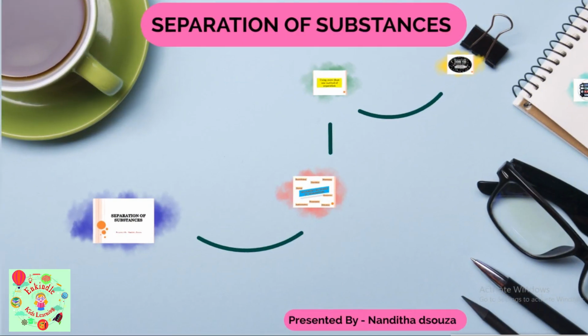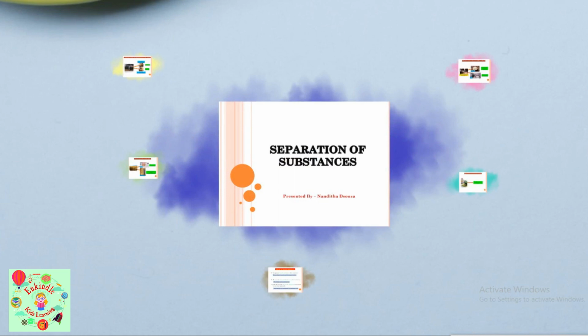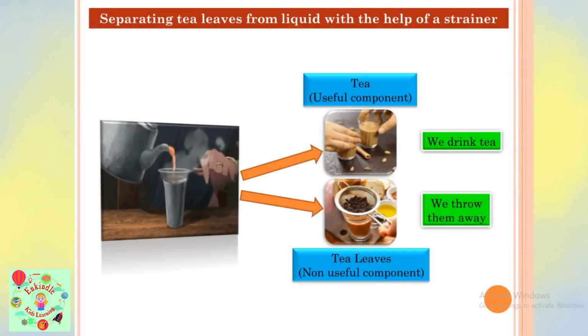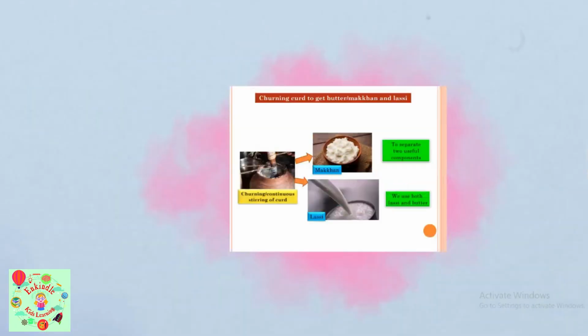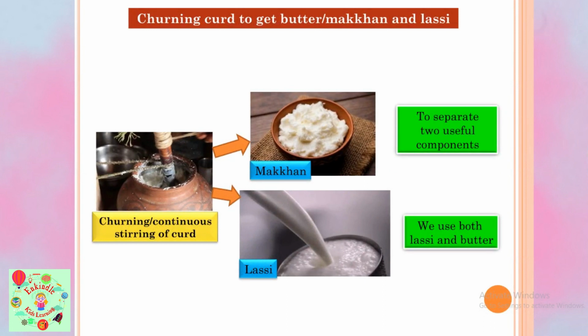Let's take a quick recap on this lesson, separation of substances. First, we saw an example of separating tea leaves from liquid with the help of a strainer, that is separating a useful component from a non-useful component. Then we took a second example, that is churning curd to get butter or makhan and lassi. By continuous stirring of curd, what do we get? Two useful components, that is makhan and lassi. We drink lassi and we eat makhan.